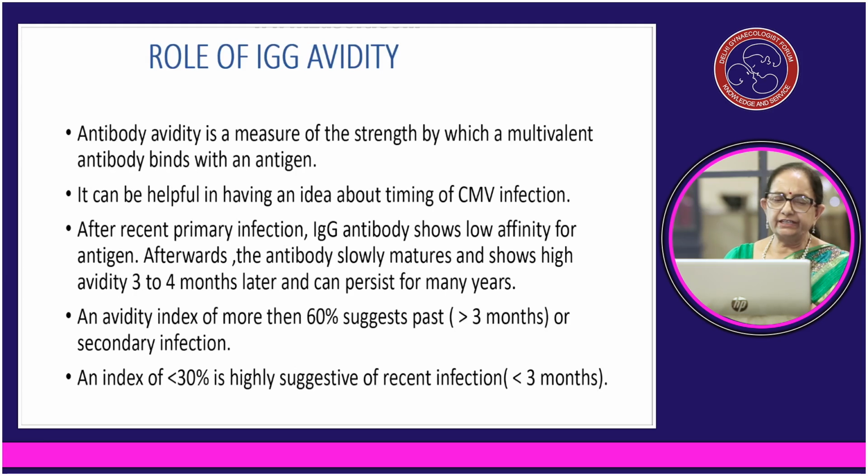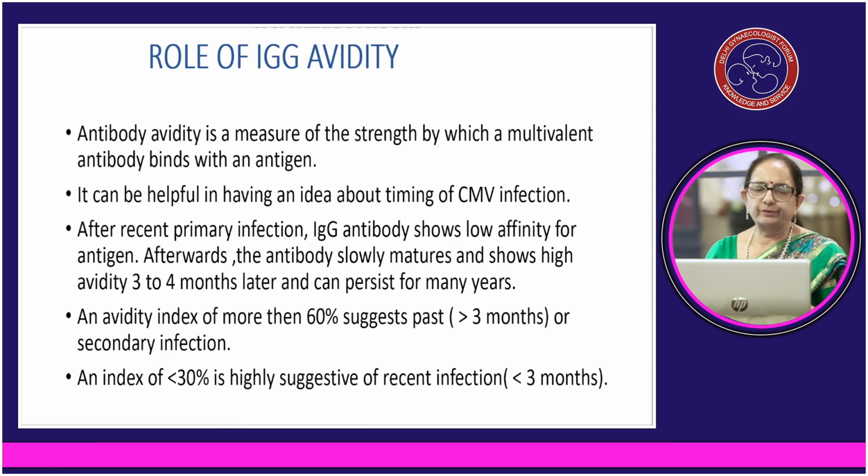So, the role of IgG avidity. Antibody avidity is a measure of the strength by which a multivalent antibody binds with an antigen. It can be helpful in having an idea about the timing of CMV infection. After recent primary infection, IgG antibody shows low affinity for antigen. Afterwards, the antibody slowly matures and shows high avidity 3 to 4 months later and can persist for many years. An avidity index of more than 60% suggests past infection, that is more than 3 months, or secondary infection. An index of less than 30% is highly suggestive of recent infection, that is less than 3 months.